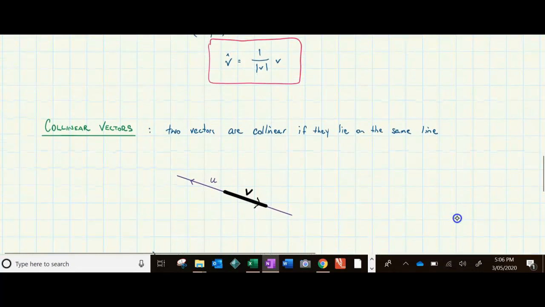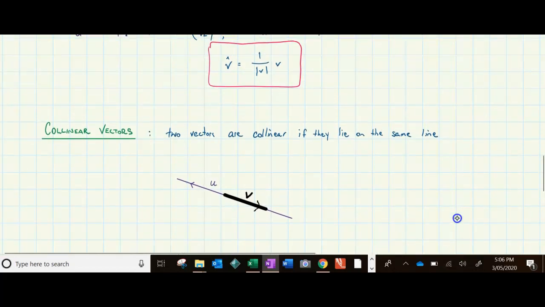So there's an example here. In purple, I've got a u vector shooting off up and left, and the v vector here, this black vector, is lying on the same line as u. It's going in the other direction. It's got a different length, but that's all okay. It doesn't need to have the same length. It just needs to be on the same line.